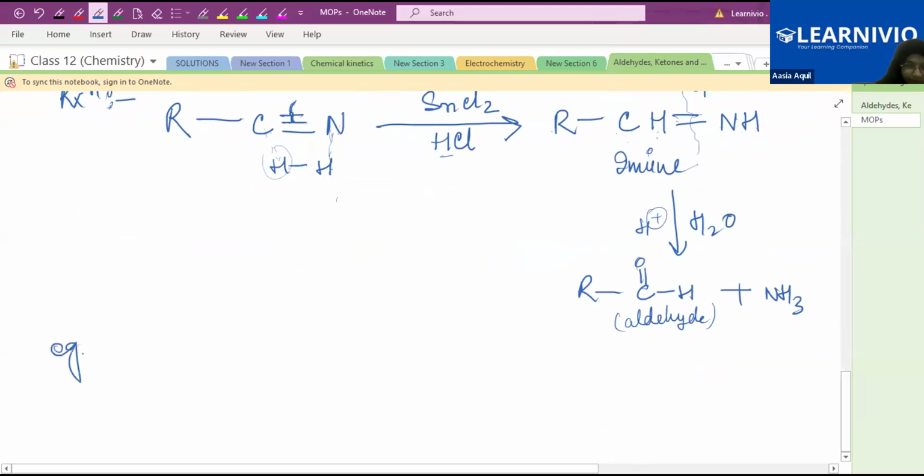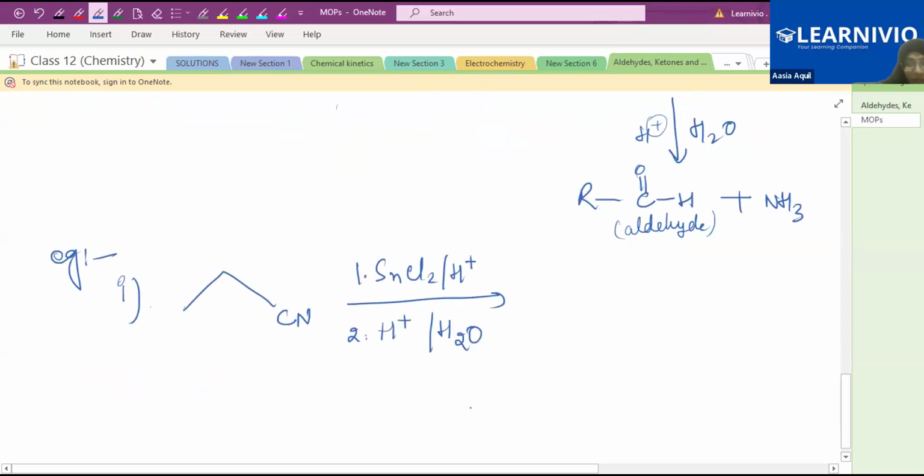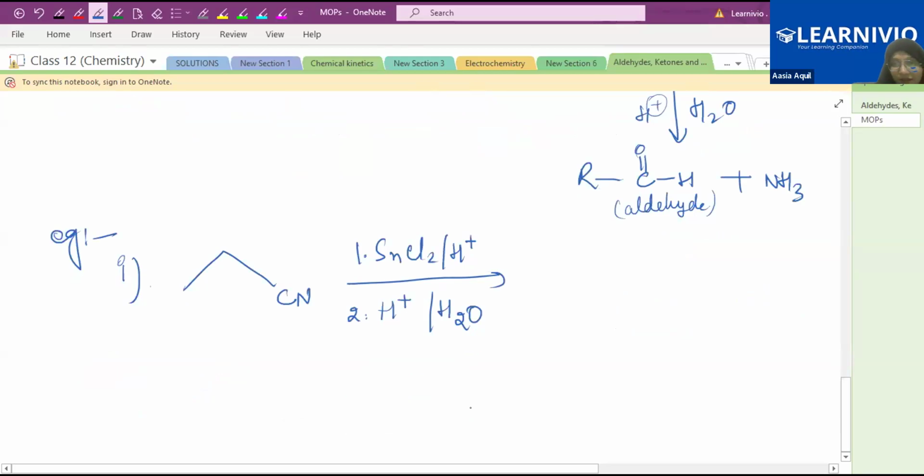Okay, for example, we do this question. Suppose we have this. What are you doing in the first step? SnCl2. Just write the proper mechanism, don't take shortcuts. But in your exam, if they ask you to write the reaction, only write the product. Then there is no need to write the whole mechanism. Don't waste your time. If they ask you to write the mechanism, then only write the mechanism. If they ask you to write only the reaction or only the product, you can write only the product. You can show the mechanism in rough.